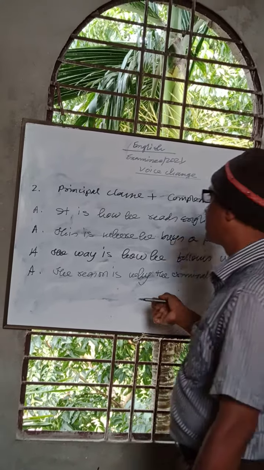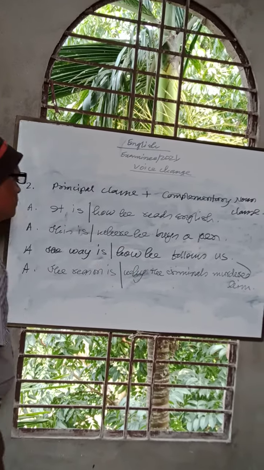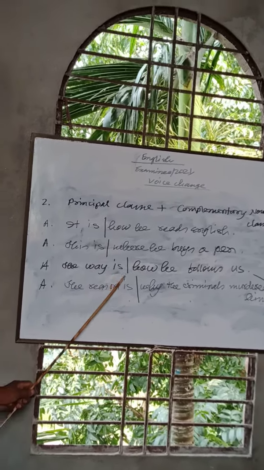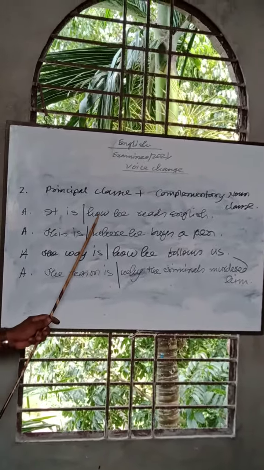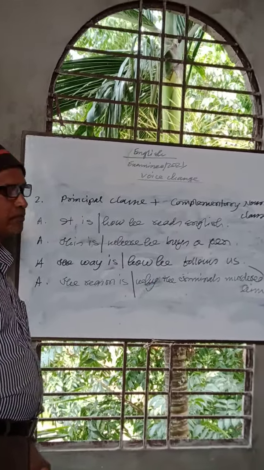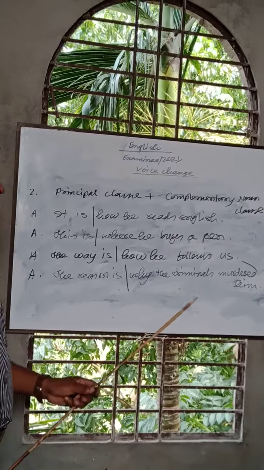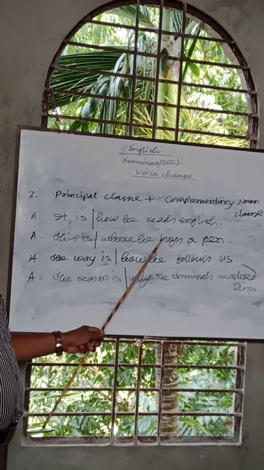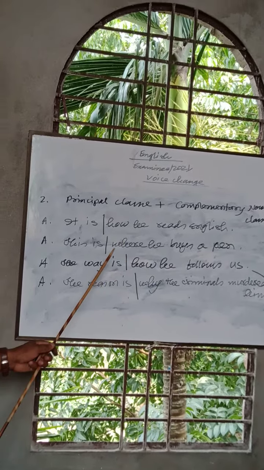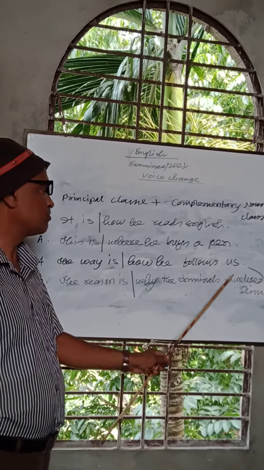Let's see. I drew a margin. This is the principal clause. The way is the principal clause. The reason is the principal clause. Here you see how he reads English. This is the complement. After the verb, the complement is used. And here the noun clause bears the role of complement. This is the principal clause, and where he buys a pen is the noun complement clause. And this completes the principal clause. And the way is how he follows us. The reason is why the criminals murdered him.